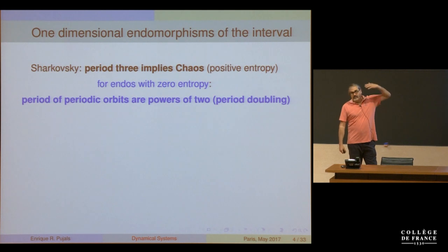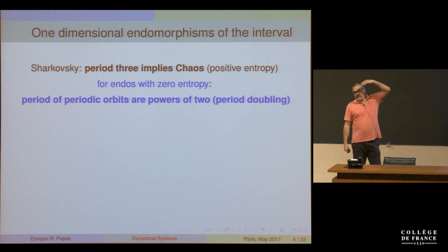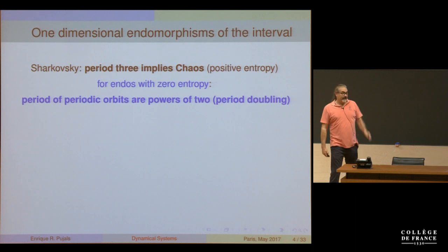And also there is a forcing structure. So if you have a periodic orbit of period 2 to the n, then you have periodic orbits of period 2 to the m with m smaller than n.